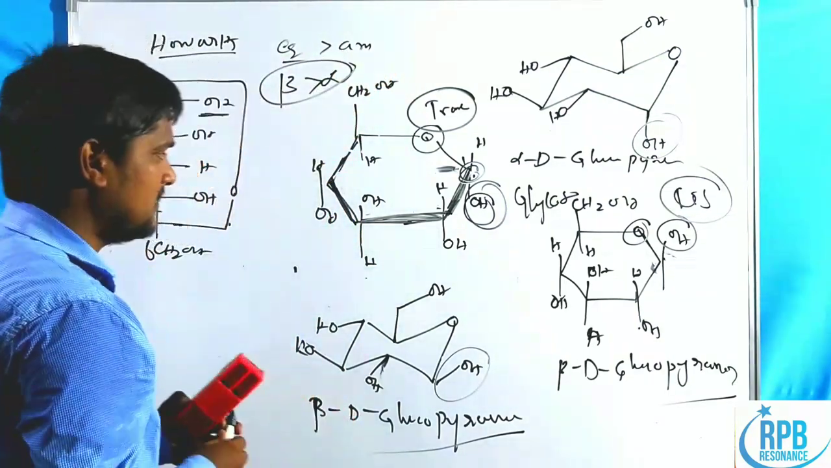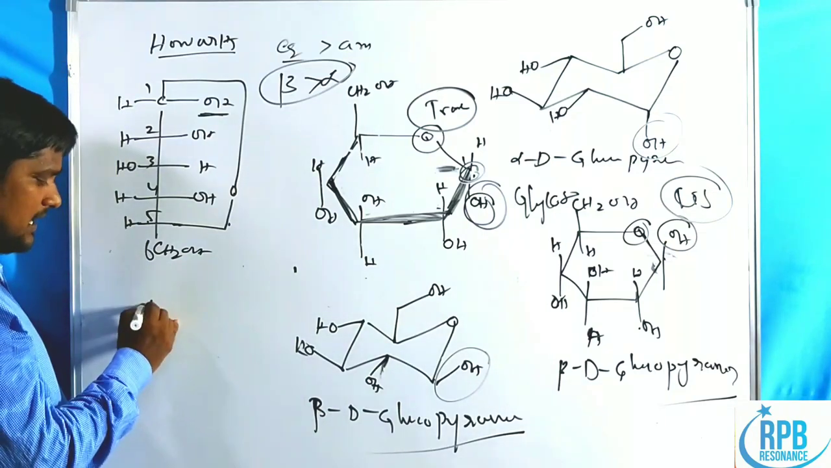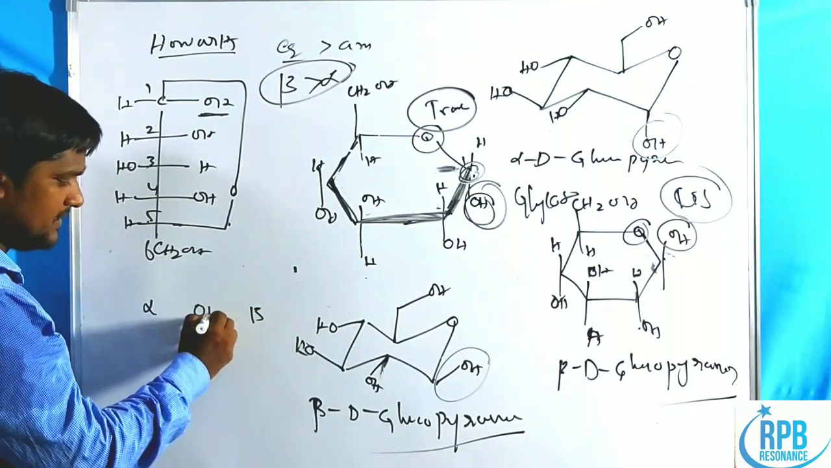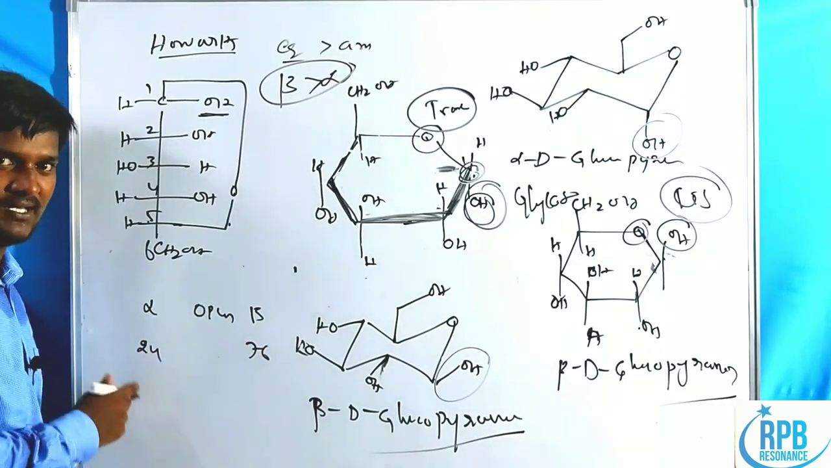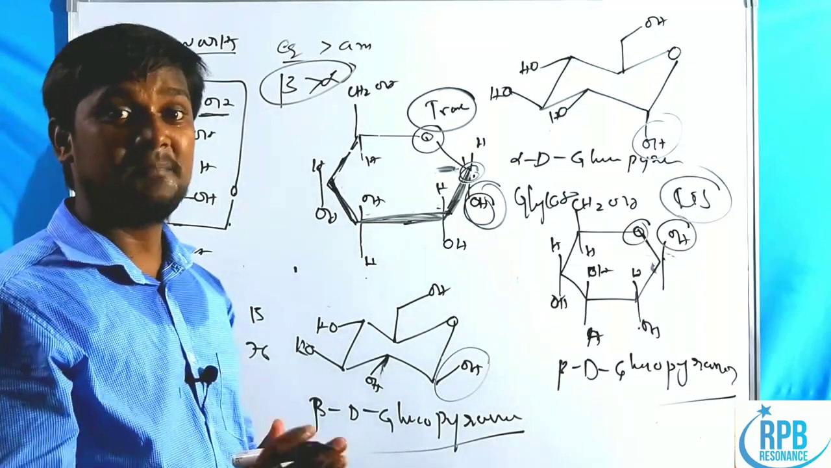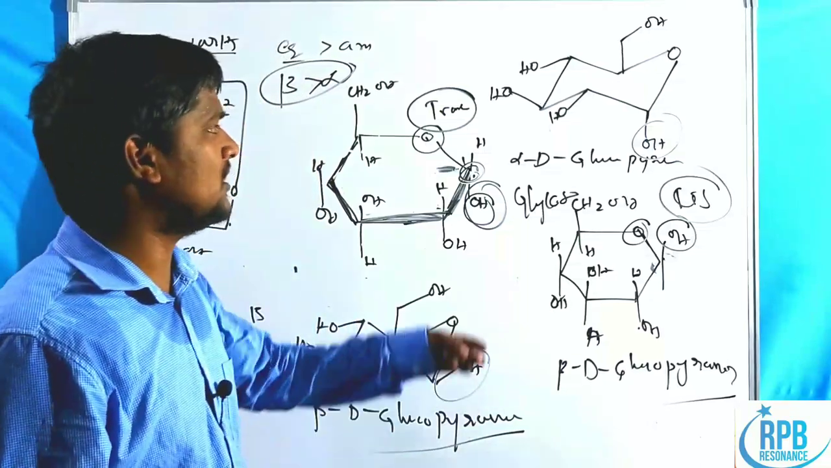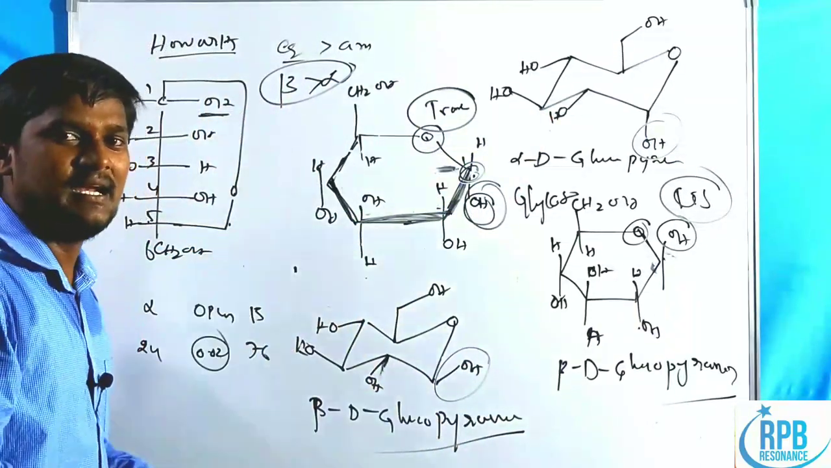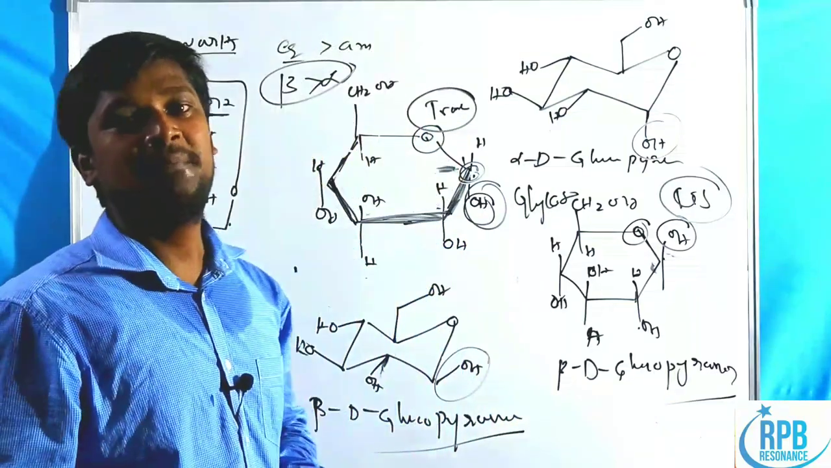So glucose is available in alpha, beta and open chain forms. Alpha is approximately 24%, beta is approximately 76%, and here it is 0.02%. That's why the beta compound is more stable. Why? Because the OH group is at the equatorial position. Here the OH group is at the axial position. That's why alpha is a less stable isomer than the beta isomer.